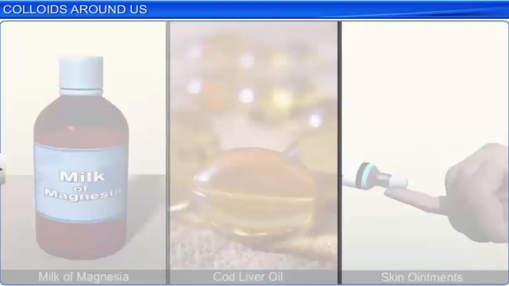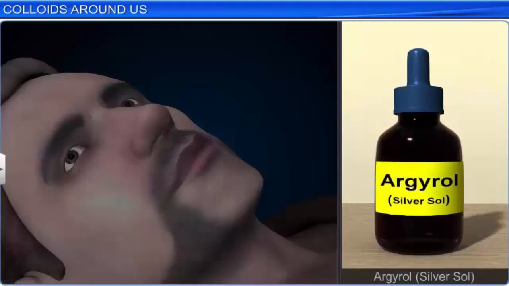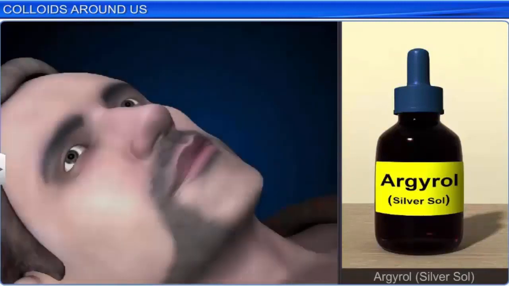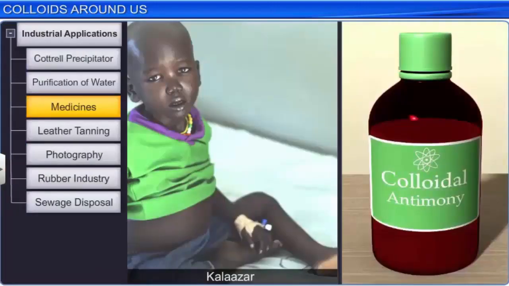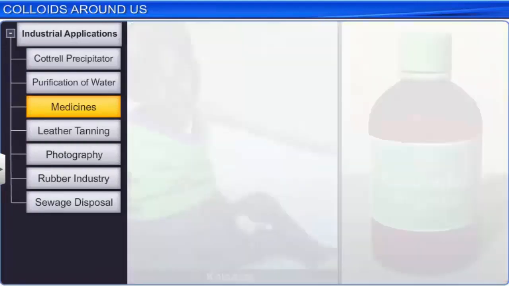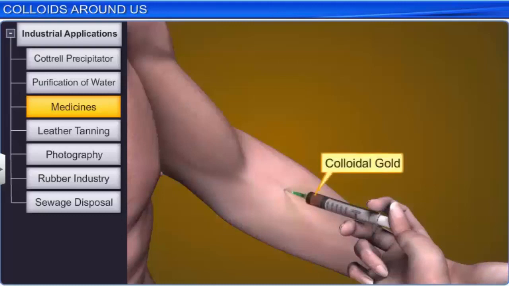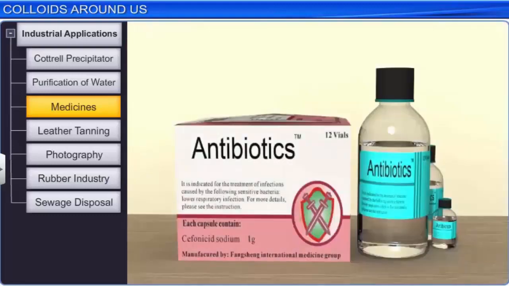Some important substances that are commonly used as medicines are argyrol, a silver metal sol used as an eye lotion, colloidal antimony used for curing kala-azar, and colloidal gold used for intramuscular injections. It is important to note that antibiotics are usually injected into the body in colloidal form.